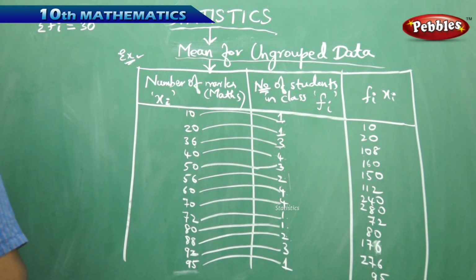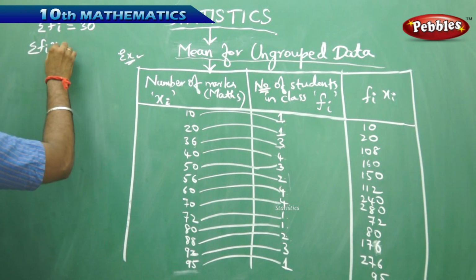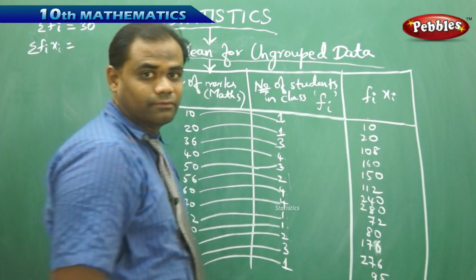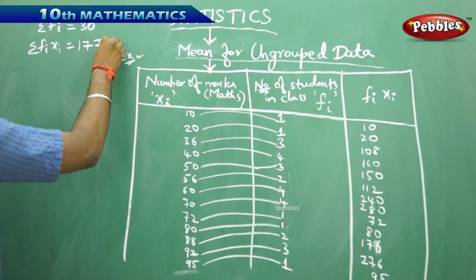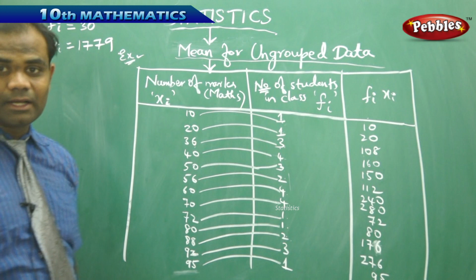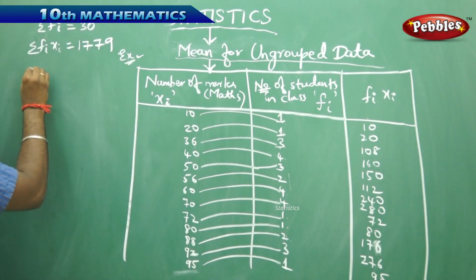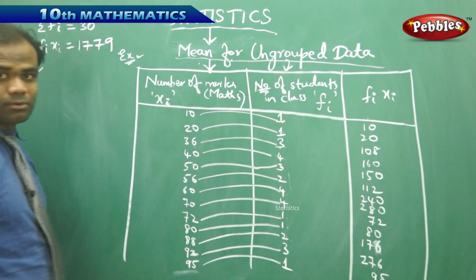Now next, coming to sigma Fi xi, I had to add each of the values which I obtained, and on adding I get 1779 for sigma Fi xi. Now with these two values, sigma Fi and sigma Fi xi, we had to find the mean of the ungrouped data, which is the example problem.